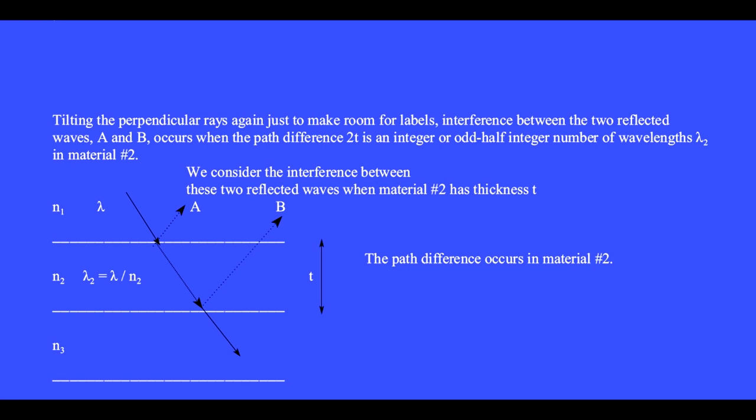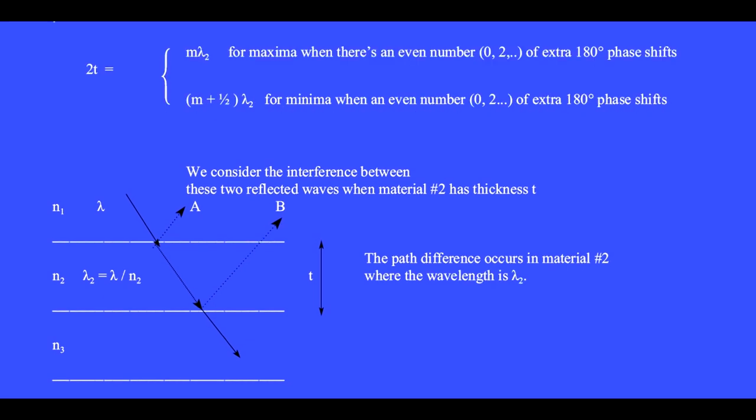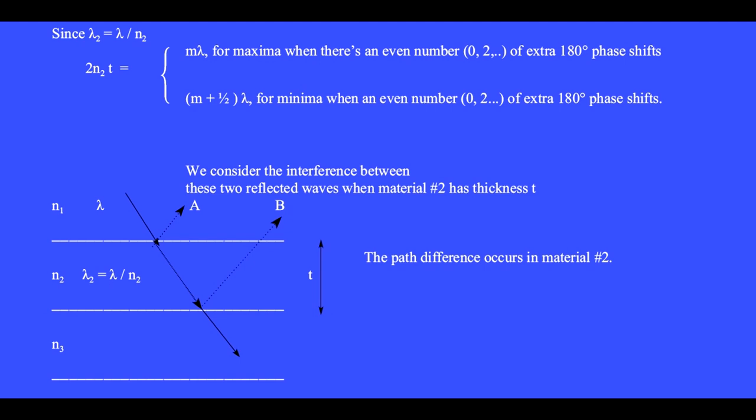Interference between the two reflected waves, A and B, occurs when the path difference, 2t, is an integer or odd half integer number of wavelengths lambda 2 in material number 2. Since lambda 2 equals lambda over n2, we instead write the condition as 2 n2 t equals m lambda for maximum, or 2 n2 t equals m plus a half, times lambda, for a minimum.